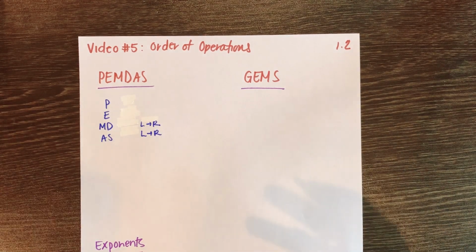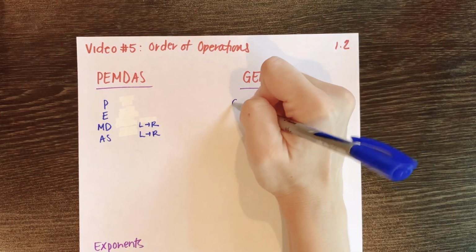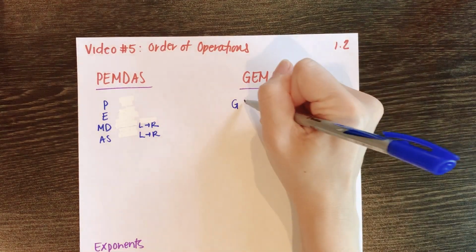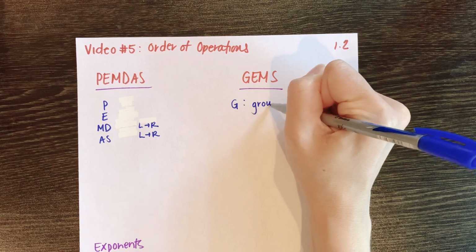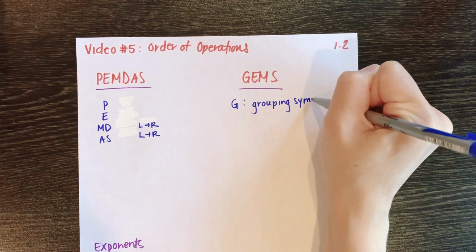What students will often do is they'll say, well, the M comes before D, so I have to do all the multiplication before I do the division. And that's not true, because you want to move left to right. So that's why I think GEMS is kind of helpful. So I just want to show you what GEMS means, and maybe this will be the thing that helps you. So the G is for any grouping symbols.